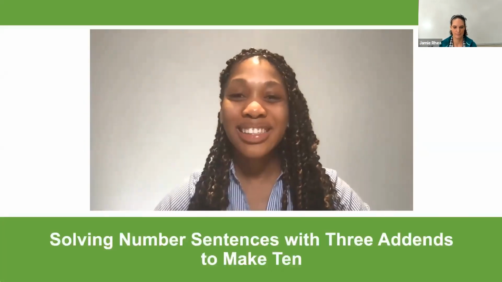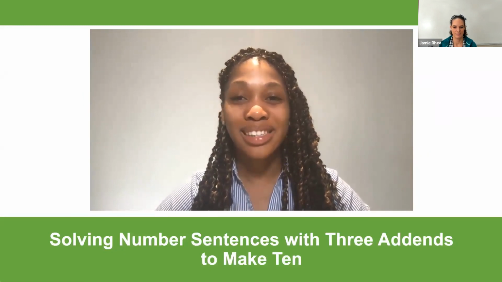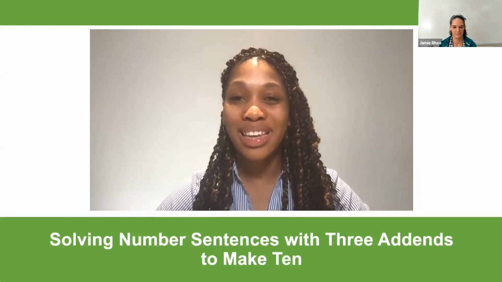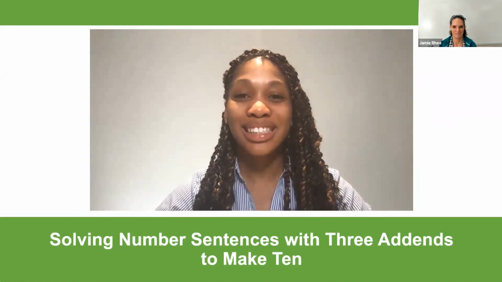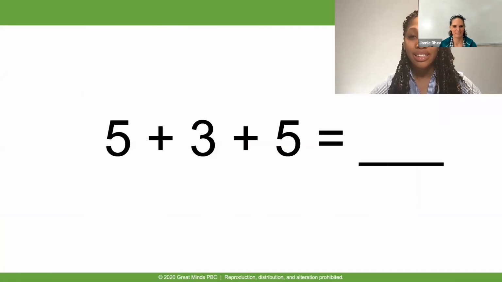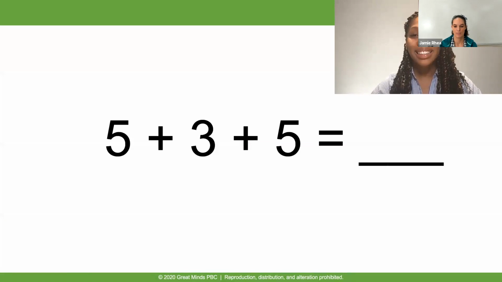Hi students, welcome back. Today we're going to continue solving number sentences with 3 add-ins where we made 10. Well, let's get started, first grade mathematicians. Here I have a number sentence. 5 plus 3 plus 5 equals something. I want you to draw to solve for the unknown. Push pause if you need time to complete your work. I'll be right here waiting when you get back.